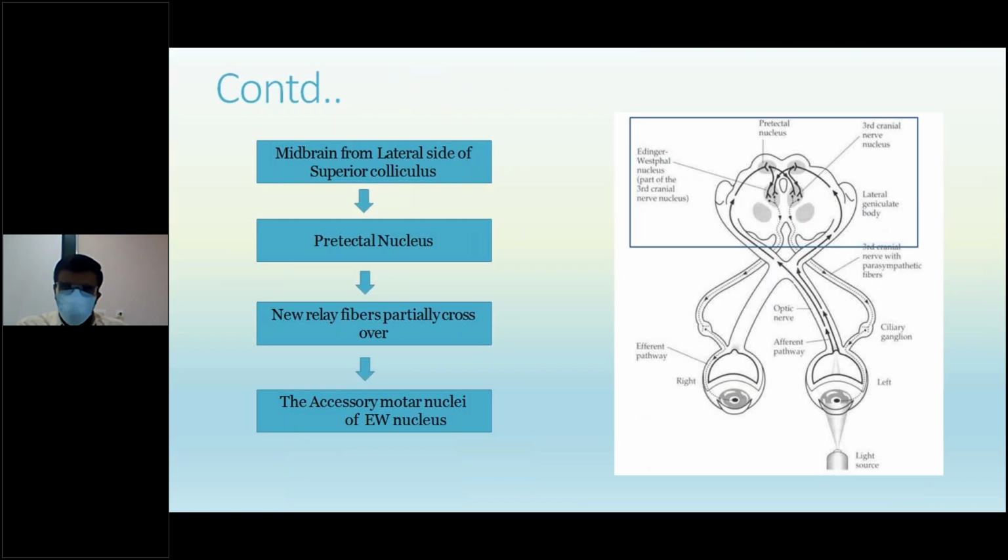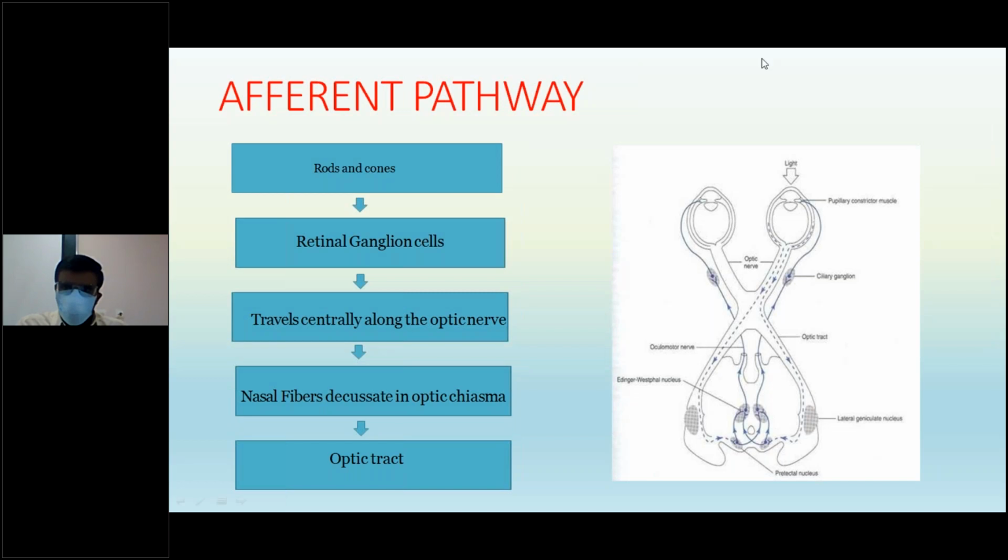The afferent pathway includes rods and cones, ganglion cells, and axons of the ganglion cells, which form the optic nerve. From the optic nerve it reaches the optic chiasma, then the optic tract, then the lateral geniculate body, optic radiation. From there it reaches the pretectal nucleus. From the pretectal nucleus, internuncial fibers connect the Edinger-Westphal nucleus of both sides. That is the afferent pathway.